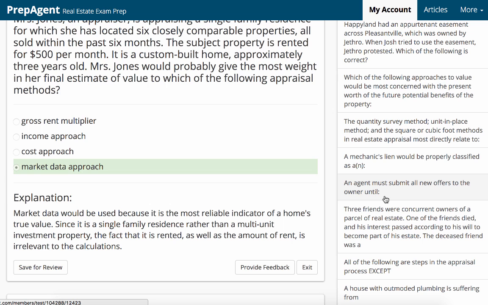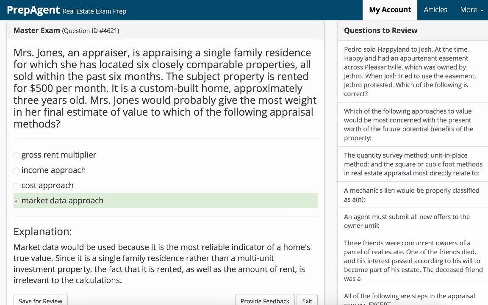So I guess the question is, how would you pick out the keywords in the question as far as the comparable properties and then the 500 per month? That one, where you see single family residence, that's the giveaway in this one. I understand how you could argue the gross rent multiplier or cost approach, but the market data approach is the most common one used, so that's the one you want to default to if you're confused.